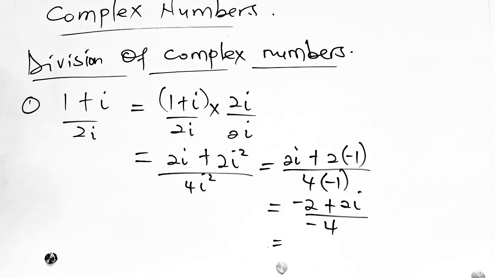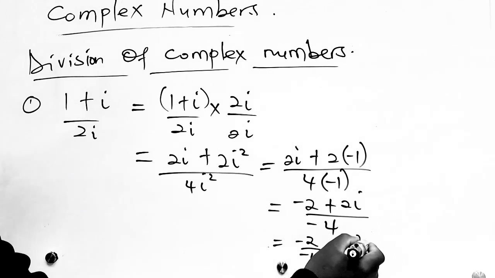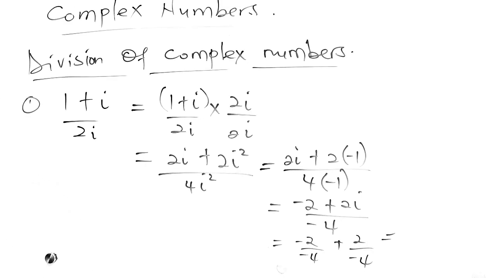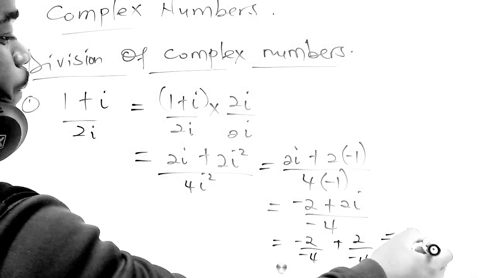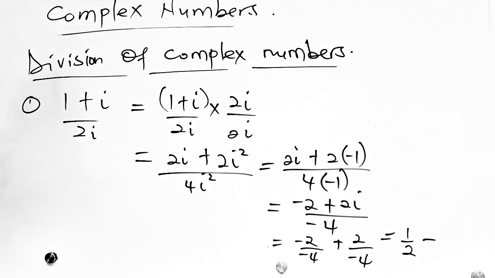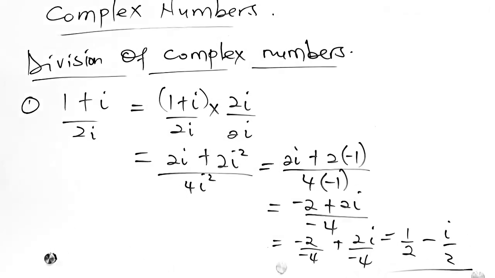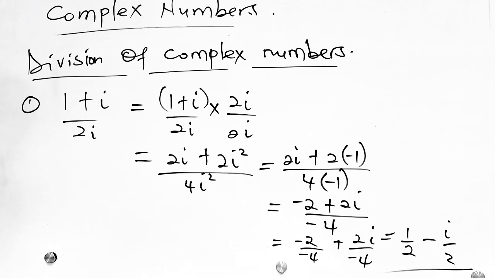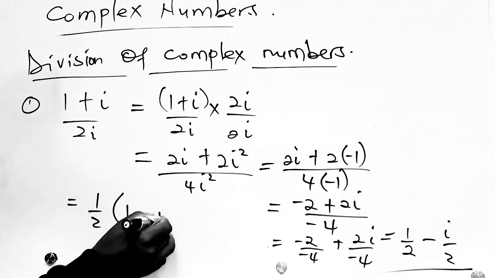Or we can simplify it further to minus 2 over minus 4 plus 2I over minus 4. Minus 2 over minus 4 is equivalent to half. So we have half minus, here we have an I, I have forgotten the I there. So this becomes I over 2 as well. That's our answer. Or you can factor out half, then it will simplify to half, open bracket, 1 minus I.